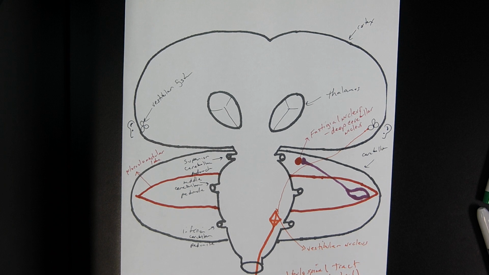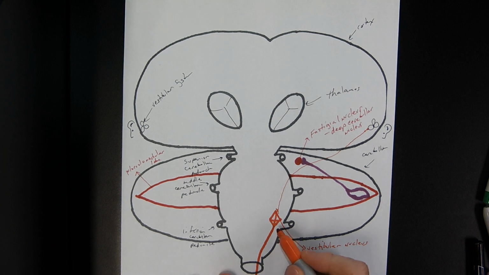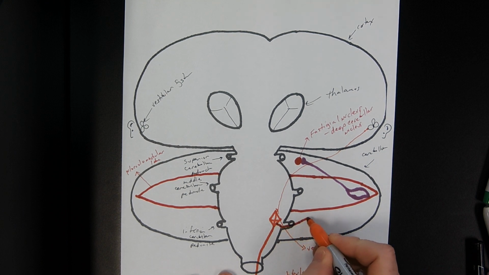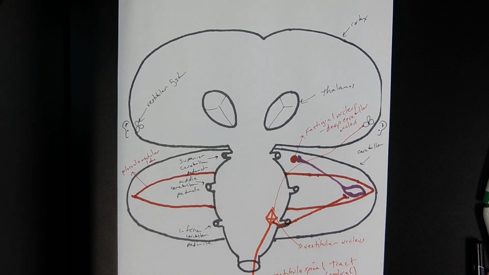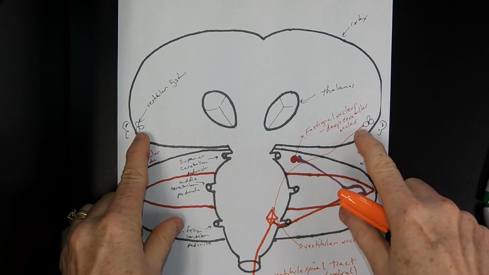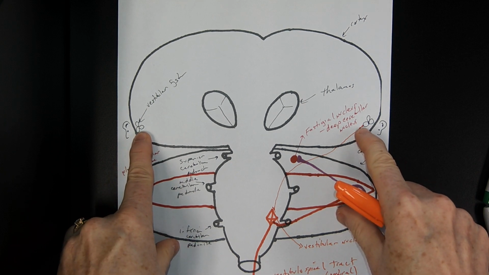Okay, those are all the players in this pathway. So what happens is that the vestibular nucleus sends out fibers. These are afferent fibers or mossy fibers that come in through the inferior cerebellar peduncle and connect with their Purkinje cell. Information relayed through the vestibular nucleus is coming from the vestibular system in your inner ear.